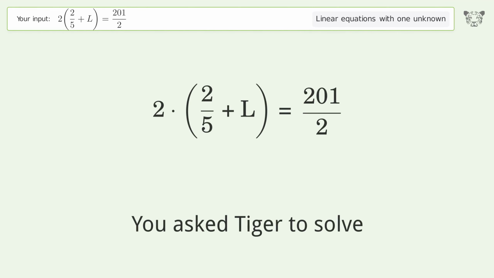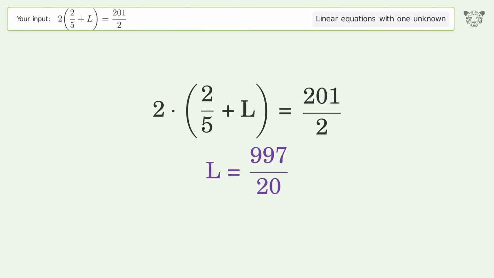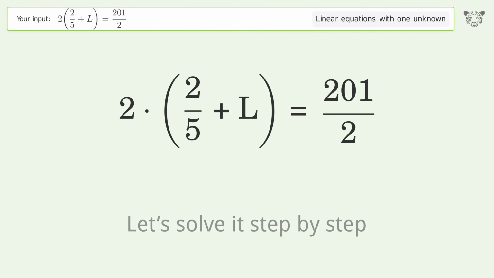You ask Tiger to solve this. It deals with linear equations with one unknown. The final result is L equals 997/20. Let's solve it step by step.